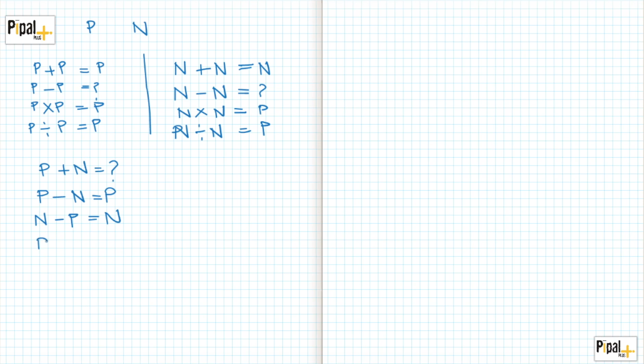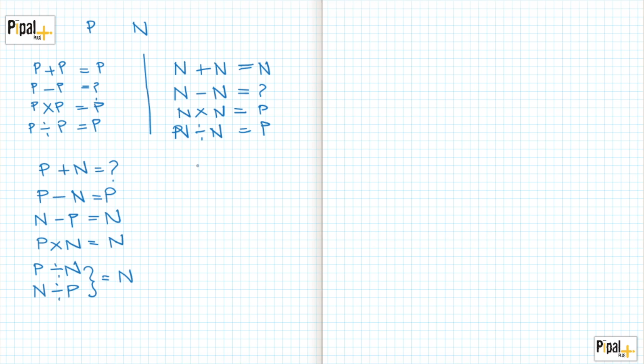When I multiply a positive and a negative, the answer is always going to be negative, because this has a negative sign, this doesn't, so the product becomes negative. When I divide a positive and a negative, either I divide a positive by a negative or I divide a negative by a positive, in both cases my answer is going to be a negative number. That's not going to change.